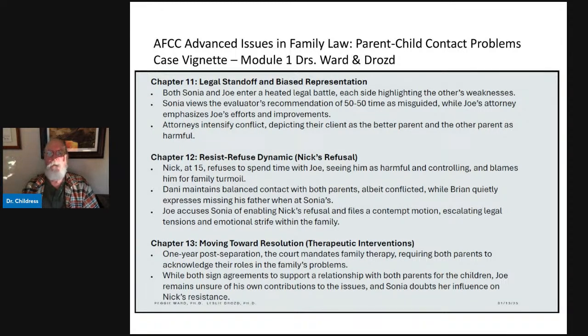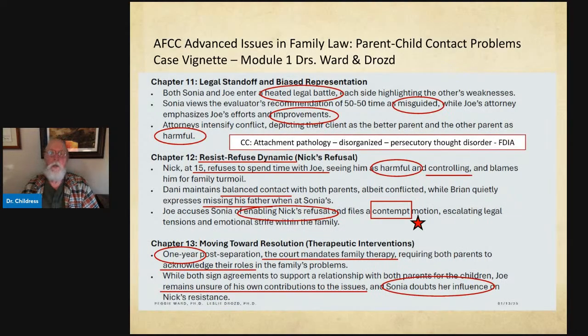Joe accuses Sonia of enabling Nick's refusal and files a contempt motion, escalating legal tensions and emotional strife within the family. Then 1 year post-separation, court mandates family therapy, requiring both parents to acknowledge their roles in the family situation. While both sign agreements to support a relationship with both parents for the children, Joe remains unsure of his own contribution to the issue, and Sonia doubts her influence on Nick's resistance. Okay. Heated legal battles. It's gone to the court system, and that's what did the custody evaluation do?